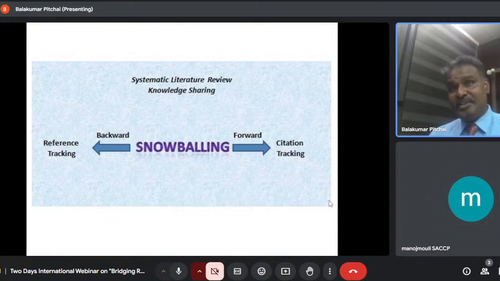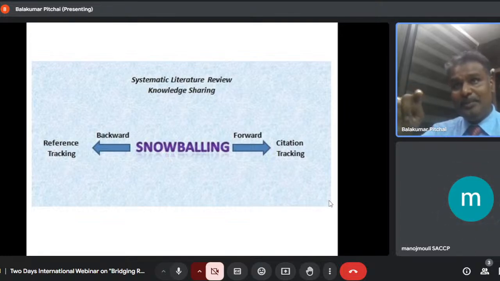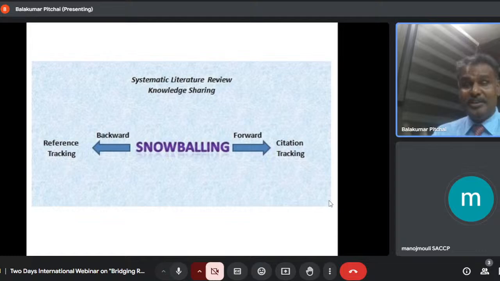Now forward citation tracking. For example, that paper was published in 2021. And until this date, how many times has that paper been cited? Why are they citing? Because that paper is relevant to their work. And that may be relevant to you also. So how many times has that paper received citation? For example, 70 times. See all the citations and check how many are relevant to your study. That is forward citation tracking.